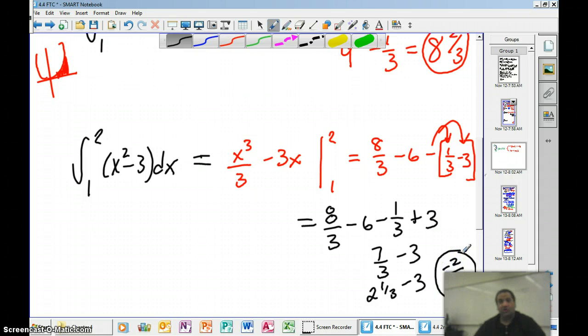Know your fraction action. All right? Nice. So that's what it's all about.